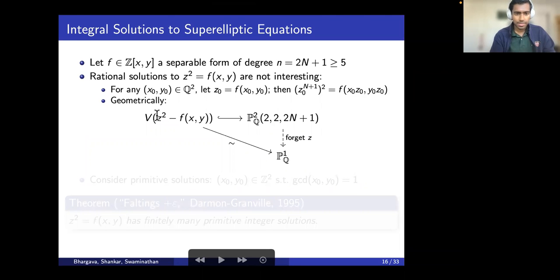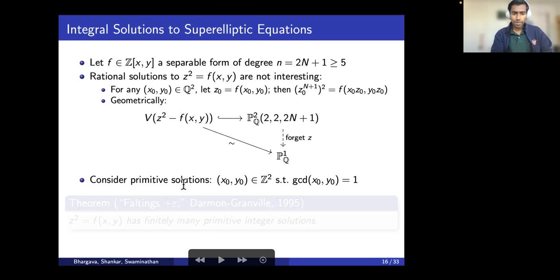You can express this triviality geometrically as follows. You look at the vanishing locus of z squared minus f of x, y. That naturally lives inside this weighted projective plane where x and y have weights 2 and z has weight 2N plus 1. Now this weighted projective plane maps down to P1, where you forget the z coordinate. And you consider the composition here, you get an isomorphism of this vanishing locus with P1. So basically, over the rational numbers, this equation is just P1. It's not very interesting.